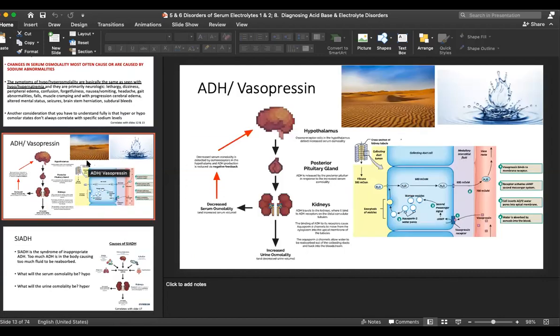Okay, so here's looking at ADH or vasopressin. So remember, ADH is made in the hypothalamus and released by the posterior pituitary, which tells the kidneys, at the distal convoluted tubules, and it causes the aquaporin channels to take in more water.